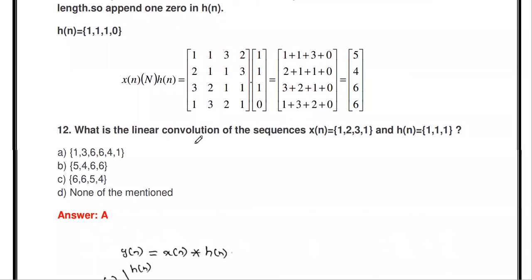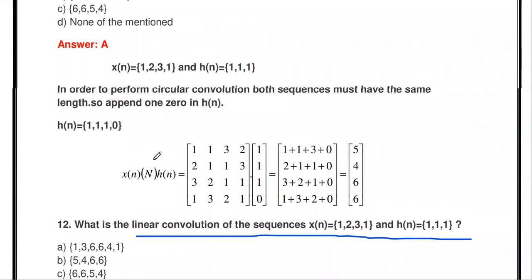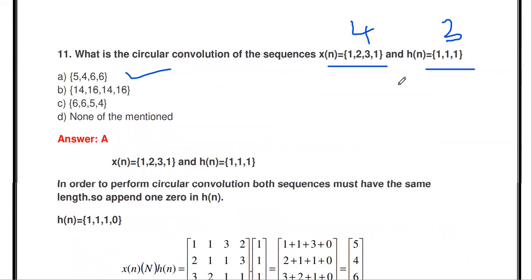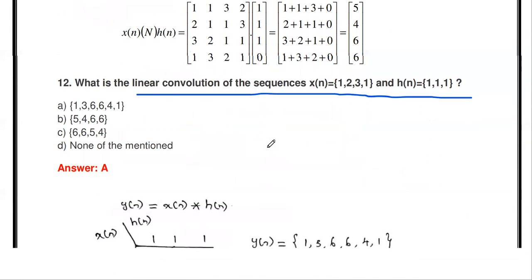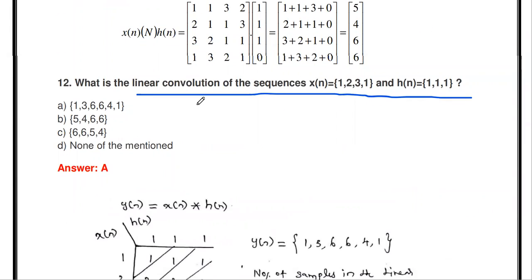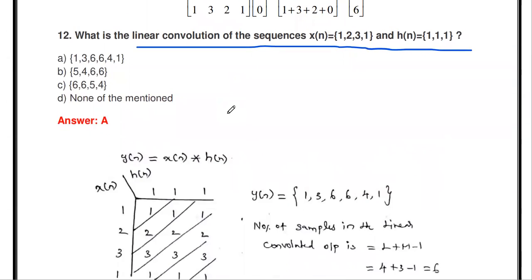The next thing: what is the linear convolution of the sequences x of n and h of n? Linear convolution is different from circular convolution. The circular convolution is performed using the matrix multiplication method, and to perform circular convolution, both sequences must have the same length. But the linear convolution output is different. This linear convolution we studied in signals and systems. In the 5th unit of signals and systems, we studied linear convolution. That convolution sum is called linear convolution.